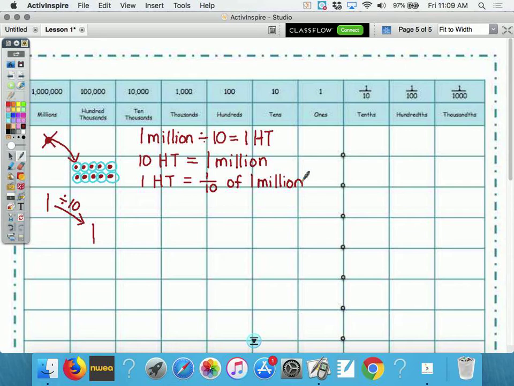Now, I have a question for you. Isn't a fraction really a division problem anyway? Yes, it is. This means 1 divided by 10 right there. So could we use it that way to still divide by 10? Yes. We could. Okay?